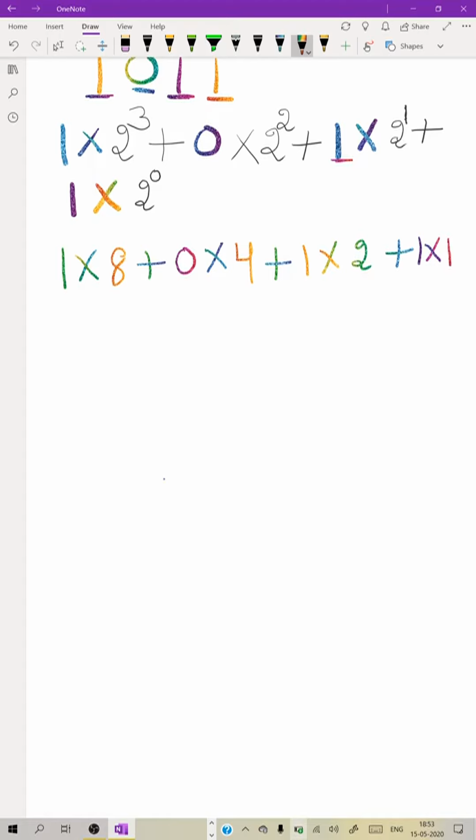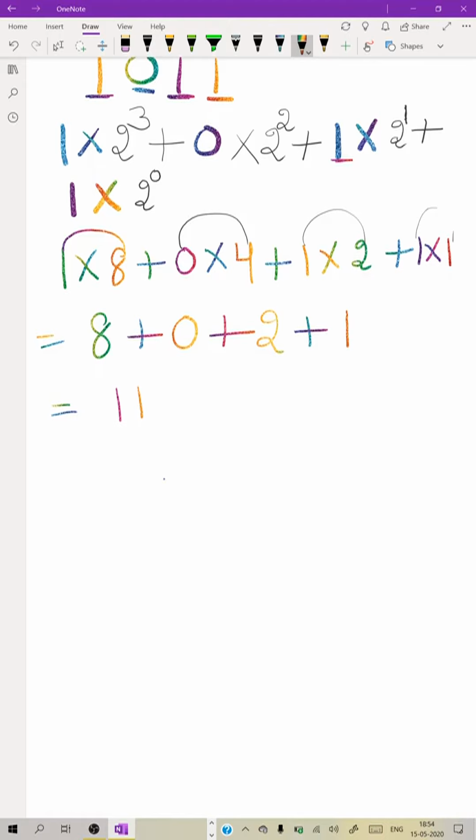Now you can calculate it. 1 multiply 8 is equal to 8, plus 0 multiply 4 is equal to 0, plus 1 multiply 2 is equal to 2, plus 1 multiply 1 means 1. So you write down 1 here. Now you add this: 8 plus 2 is 10, 10 plus 1 is 11.